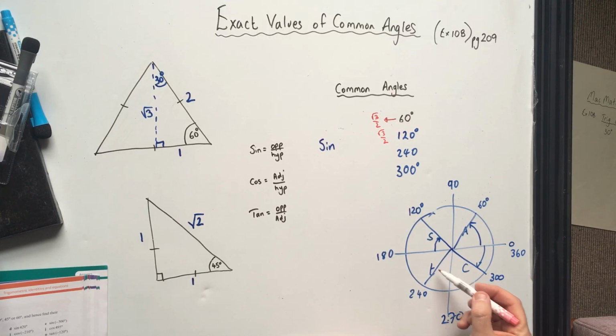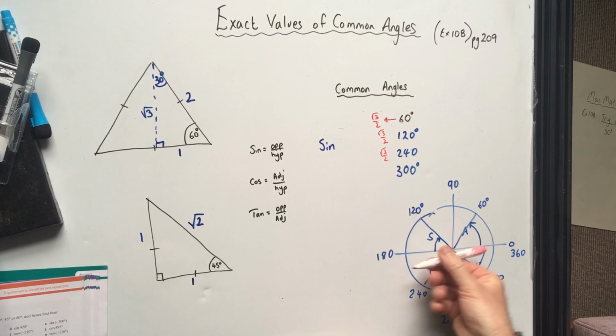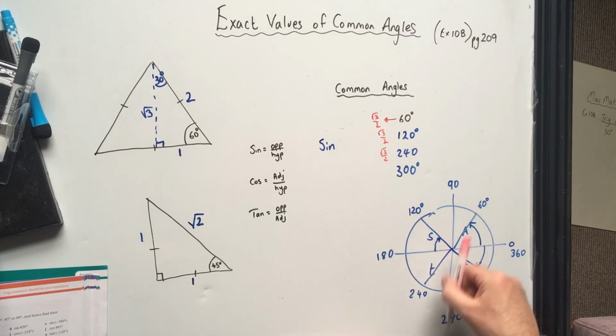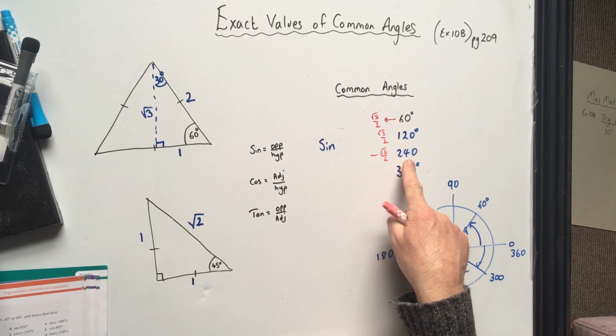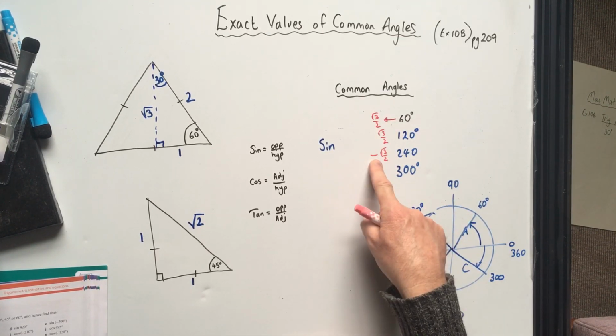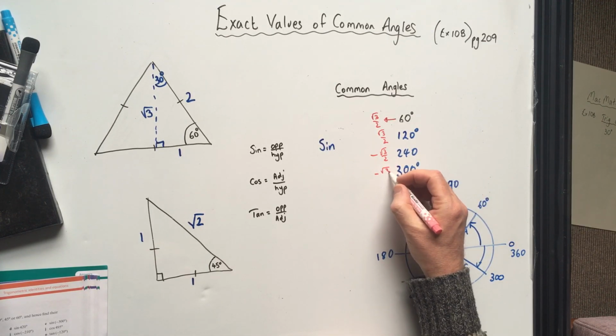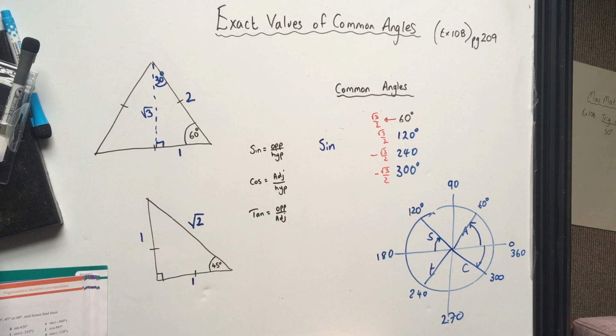240 is the same as 60 degrees, that's root 3 over 2 as well, but because it's in this region, only tan is positive, so you put sine of 240 into your calculator, you're going to get minus root 3 over 2. Same value, but the negative value of it. And likewise with 300, that is going to be minus root 3 over 2. Let me just explain that again.